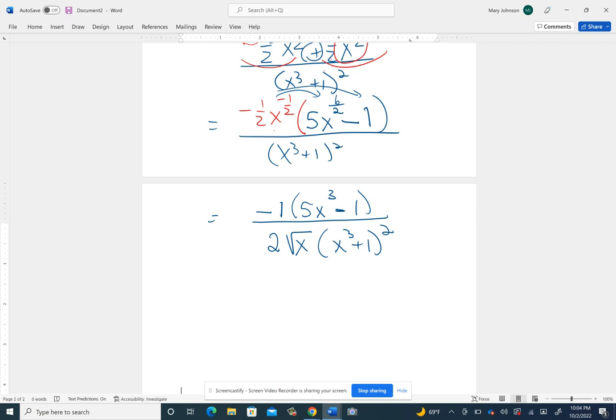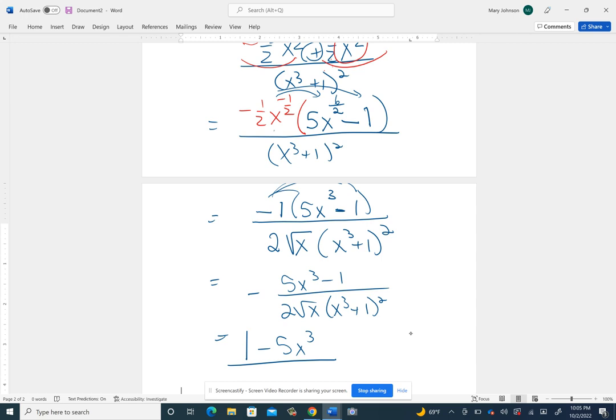And then one thing you might do is think of that negative as just being out in front. This isn't more simple, but this is just how to deal with that. You might think of it like this, and that would be correct. Or you could take that negative and distribute it and think of it as 5x to the third negative and then plus 1. So do 1 minus 5x to the third. That means the same thing.